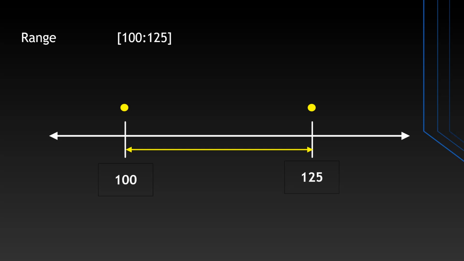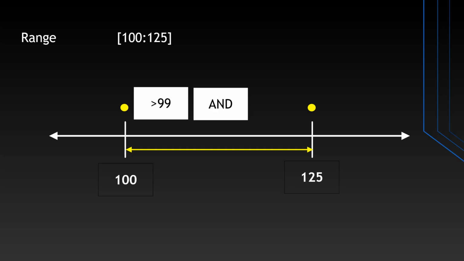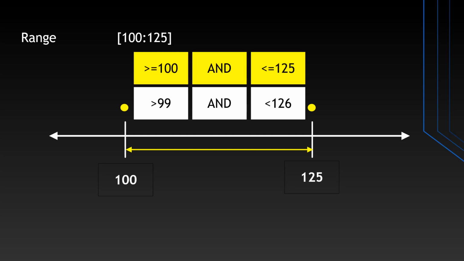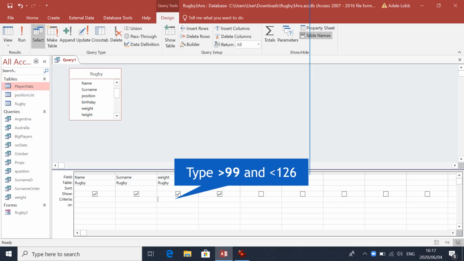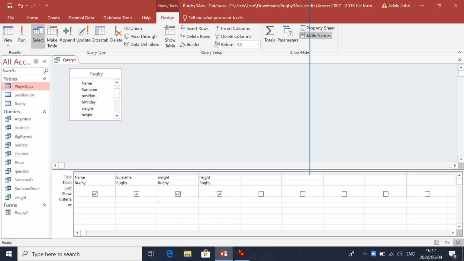So when we do criteria, we use the AND operator. So the weight can be greater than 99, or we can say it can be greater than or equal to 100. And at the same time it must be less than 126, or we can say less than or equal to 125. So when you do the criteria, remember to put the equals in or to change the number. Click in the criteria under weight, type greater than 99 and less than 126.